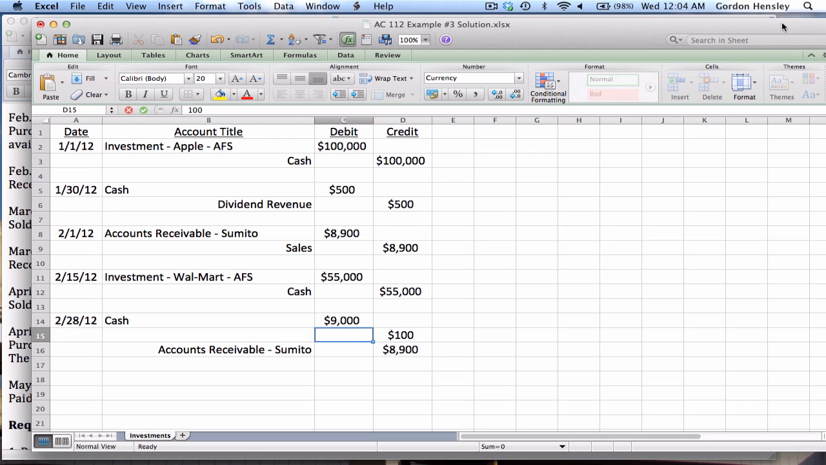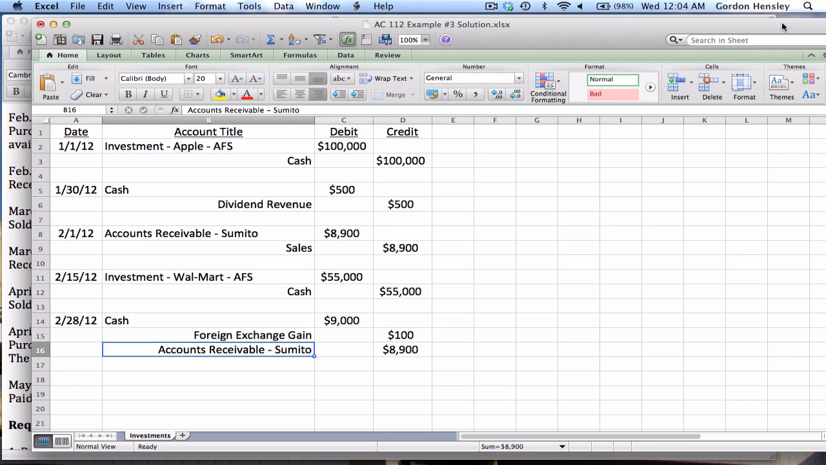So we need a $100 credit. And what is that $100 credit? Well, that is simply a foreign exchange gain. Now, how do I know that it's a gain? Well, remember, losses are always a debit, gains are always a credit. So where it's on the credit side, it's a gain. Plus, think about it like this. I was supposed to get $8,900. I really got $9,000. So I got an extra $100 on that particular transaction.